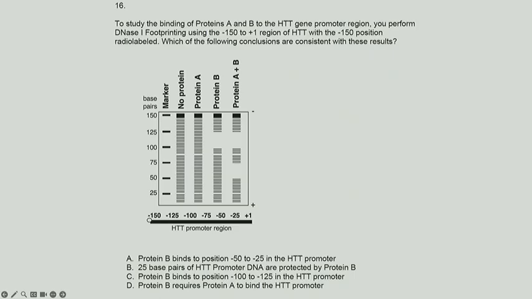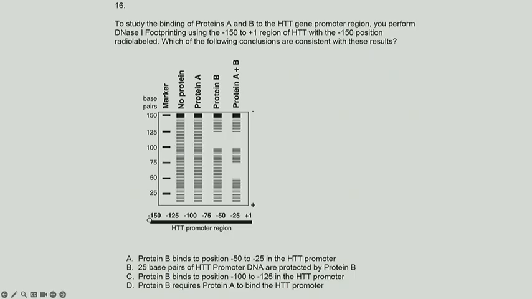You have to flip it for what's actually in the gel, right? So if the protein binds here, you're no longer cutting that with DNase. You're going to have a gap in the footprint at the 100 base pair to 125 base pair region. That's why C is incorrect. Yes, we'll get to C. Yes? Yes, that's exactly correct. Yep.